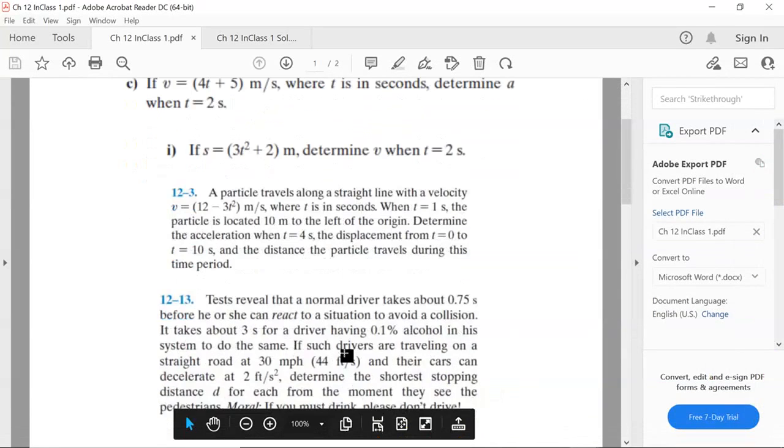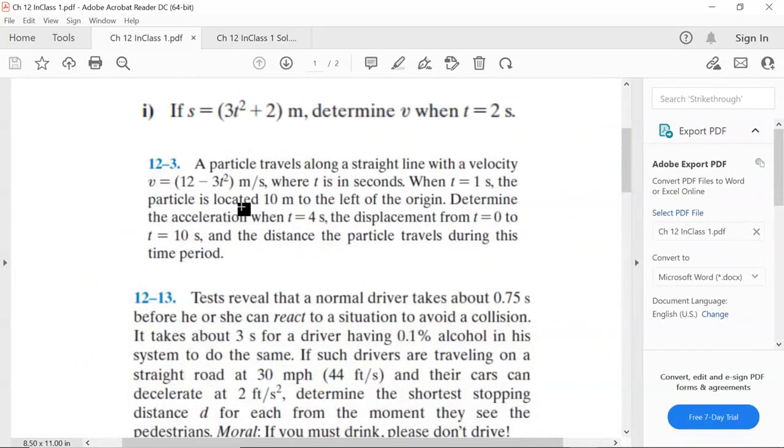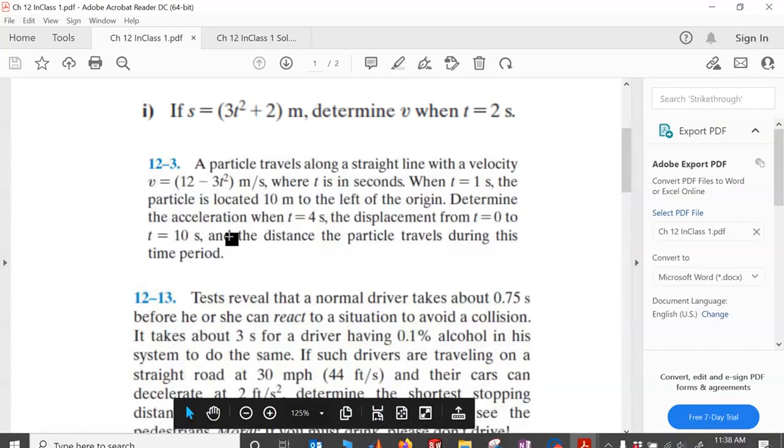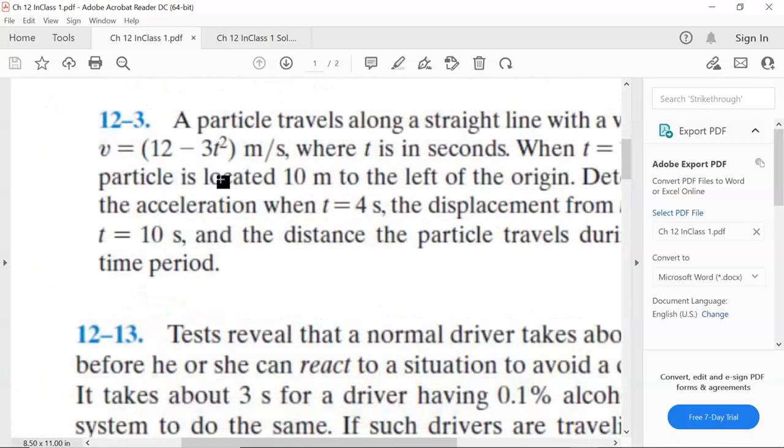The third problem is a little bit tricky in the sense that we need to calculate the distance traveled by the particle as well as the displacement for the given time period. We have been given velocity as a function of time, which is 12t minus 3t squared. If you look at this function carefully, you will see that when time t is 0, then v is 12, which is a positive number. When t increases, the negative term in the equation increases, which results in negative velocity.